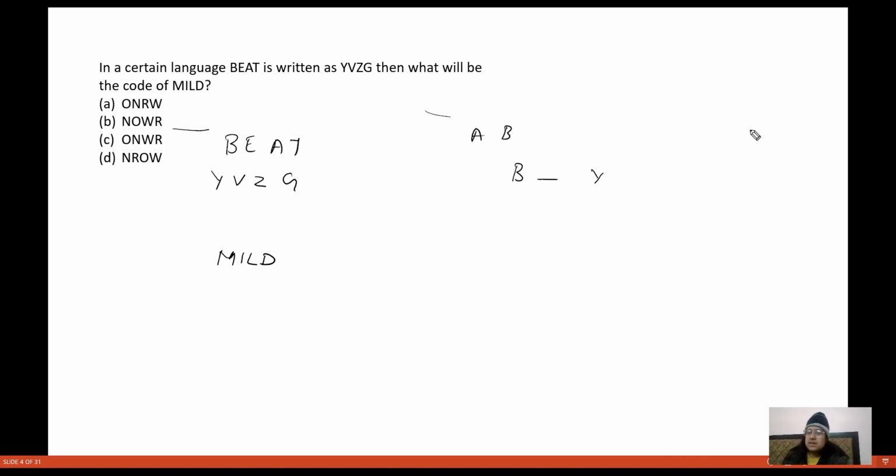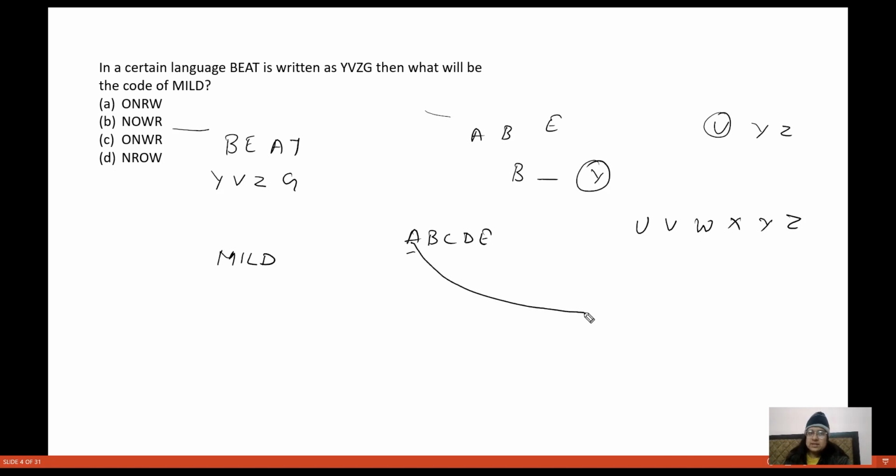So A, B, and from here Z, Y. So this became Y. Okay, then E became V. So Z, Y, X, W, V, U, and A, B, C, D, E. So B corresponded to Y here. A will correspond to Z here. E will correspond to V here.